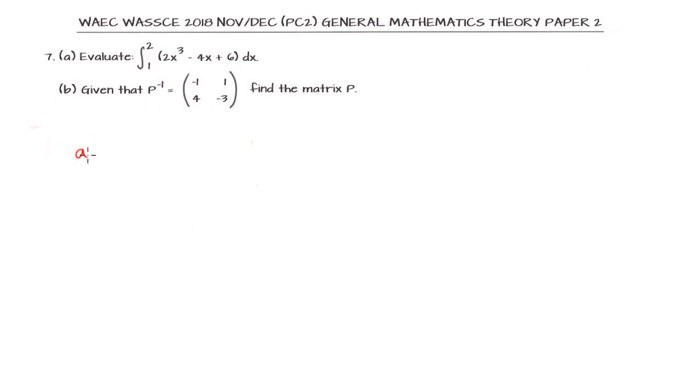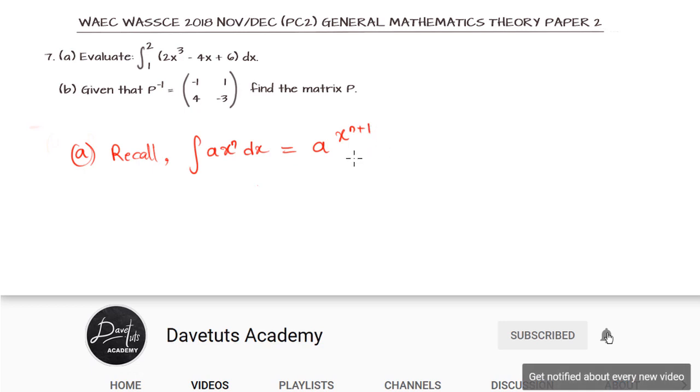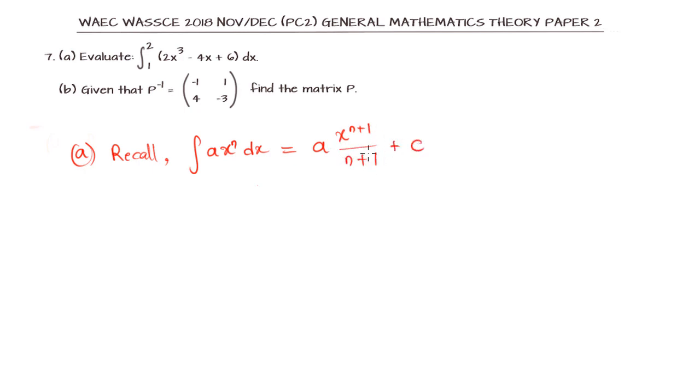In question 7a, we want to work with integration, but recall, we want to find the integral of ax raised to the power n. That will give us a, which is the coefficient, multiplied by x with one added to the power and divided by that new power. And using that, we can solve our question 7a easily.